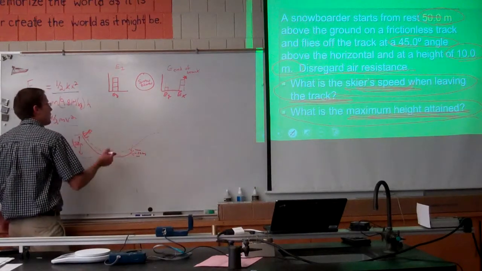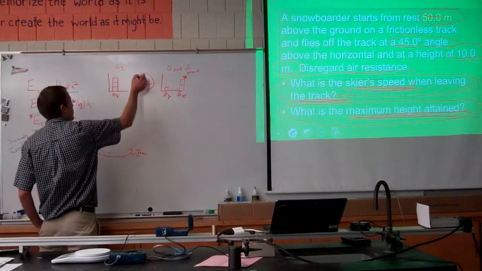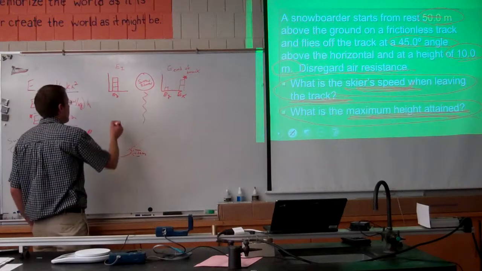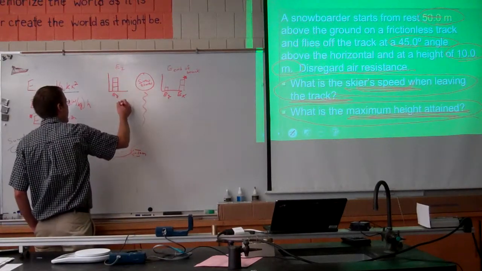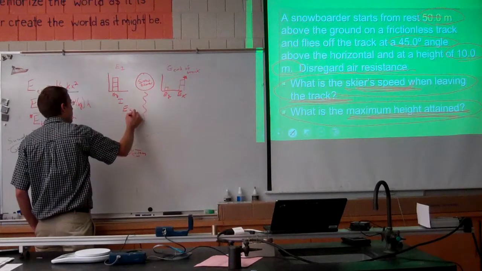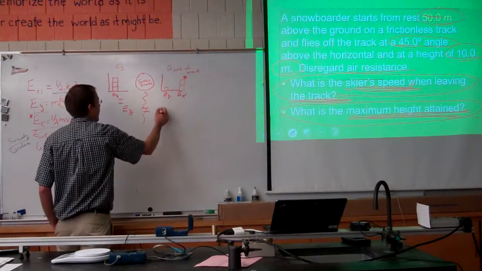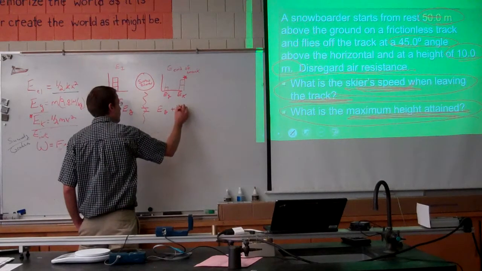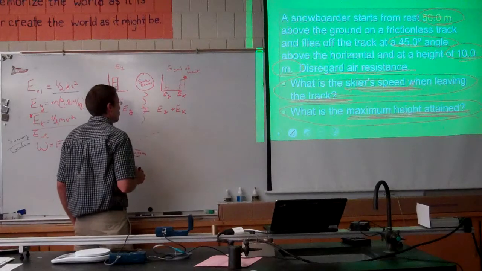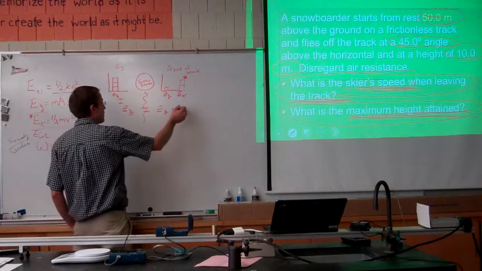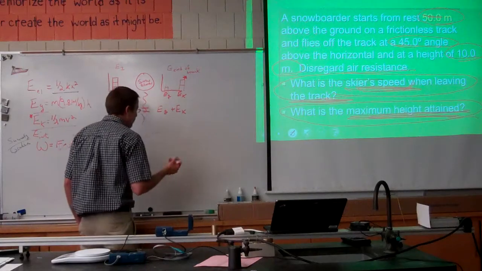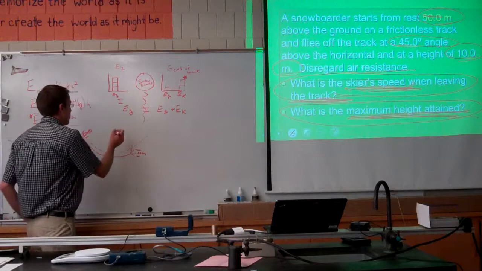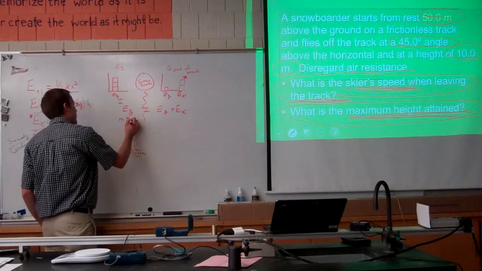So here's how the conservation of energy works. Since there's no work in or out, there's no friction, the EG on the initial side equals, on this side, the EG plus the EK. So if we can somehow get to this EK, we might be able to solve the problem. Let's put our equations in for each of these.